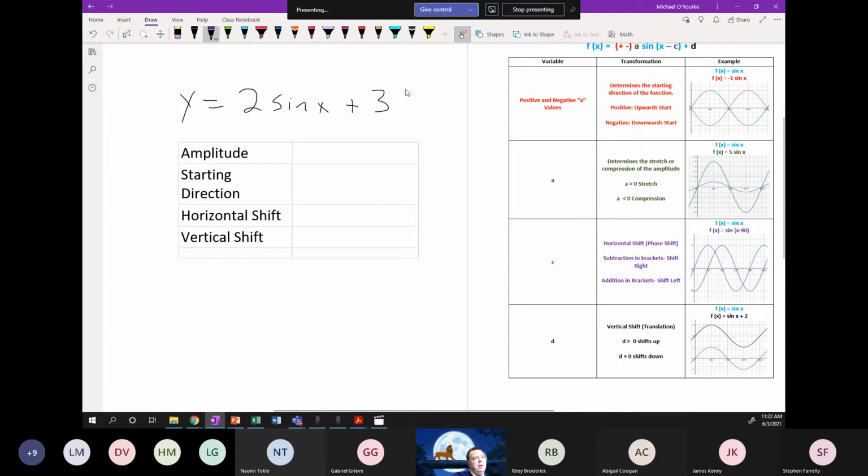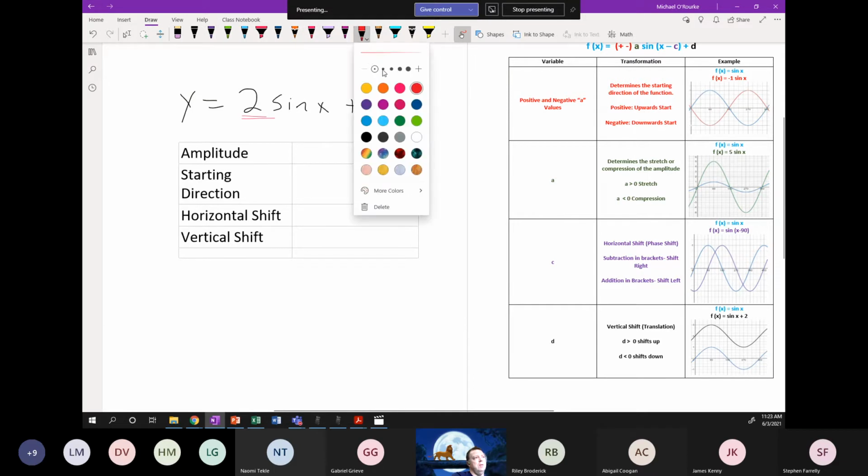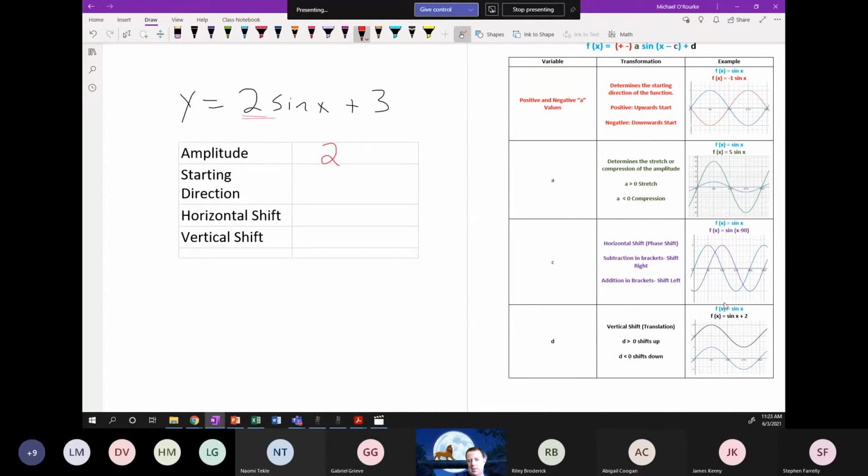I'm going to do some color coding here. Actually, I should make it match this. So amplitude 2. That's not red. Let's get a thicker pen too. Good. Anyone else have some parts here? It's upward start. Oh, geez, I messed up my first color code. That should be green. Amplitude is 2. We have a positive, so we're starting by going up.